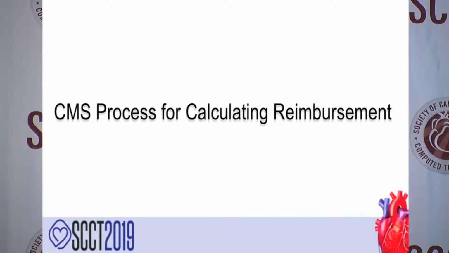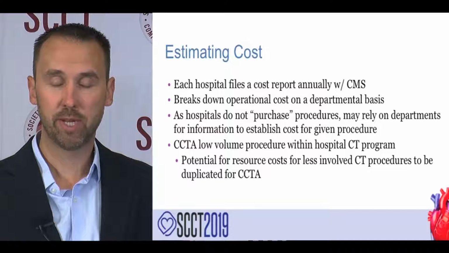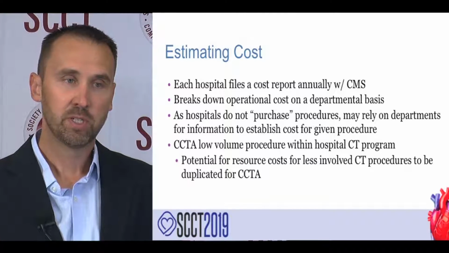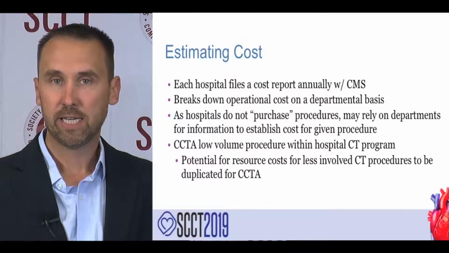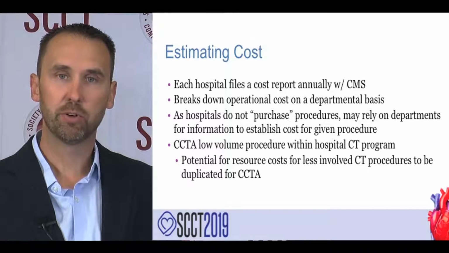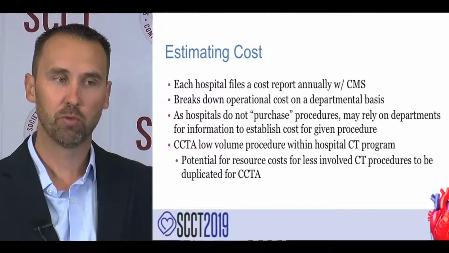So let's talk a little bit in more detail about how CMS arrives at these technical component establishments. So the first thing that they take into account is cost, and this cost number comes from each one of your hospital systems. So the hospital files a cost report with CMS annually. It breaks down the operational cost on a departmental basis. Since procedures like cardiac CT are not a discrete entity that hospital systems purchase on a regular basis, it sometimes becomes difficult for them to accurately and quickly capture all the cost involved with performance of that exam.